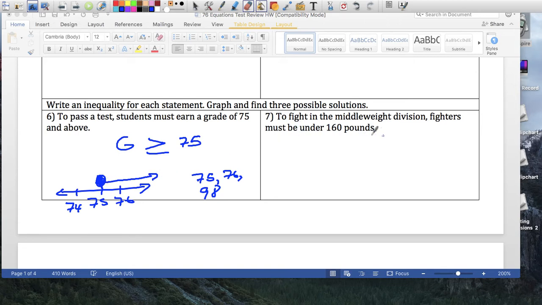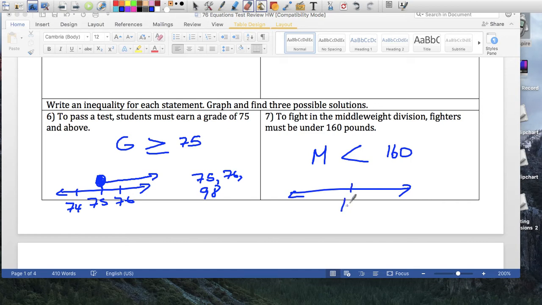To fight in the middleweight division, fighters must be under 160 pounds. So I'm going to put M for middleweight, 160. If you want to be in that middleweight division, you have to be under 160. So if you're 159, you're good. 158. If you're 160, are you good? No. So let's graph this.